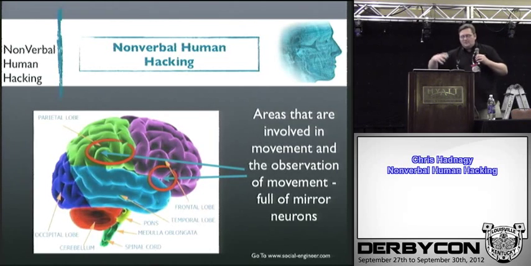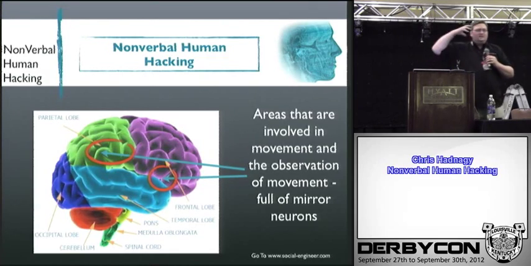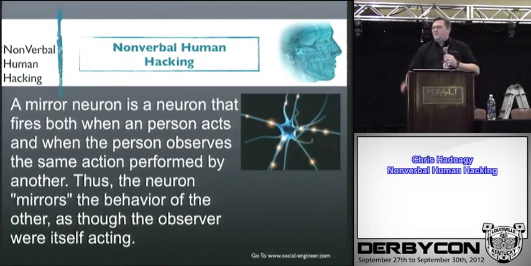So this group of doctors and scientists got together, and they found in these two areas of the brain something called a mirror neuron. Now, what's a mirror neuron? A mirror neuron is a neuron that fires when a person acts and when the person observes the same action being performed by another human being. So this is only between humans. This is the unique part of it.